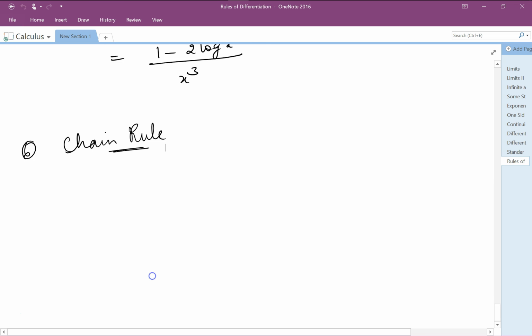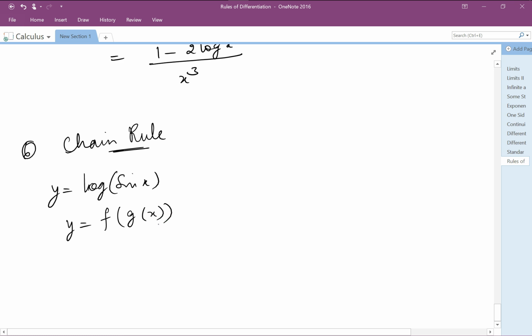Now let's say we have a function like y is equal to log of sine of x. It could be any combination of a number of functions, but importantly, they are one inside the other. So sine x is inside log, which means y is equal to, let's say log is f, sine x is g of x.